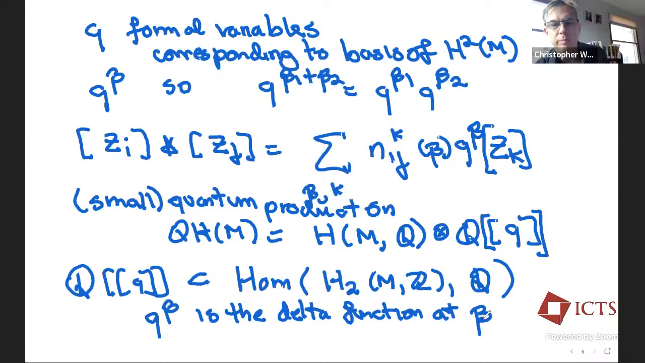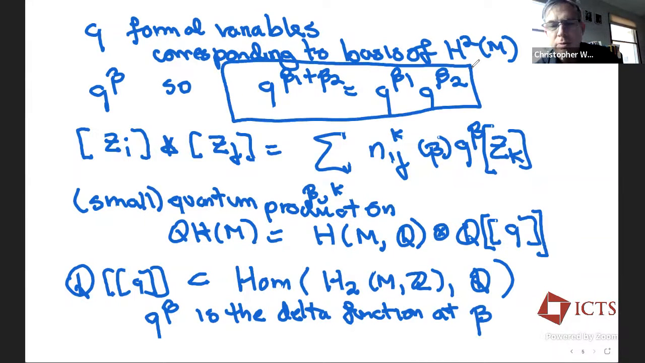And the structure on this ring is given by this law here. So the product of two delta functions is the convolution function. And so I'll get a delta function at a different value of beta.